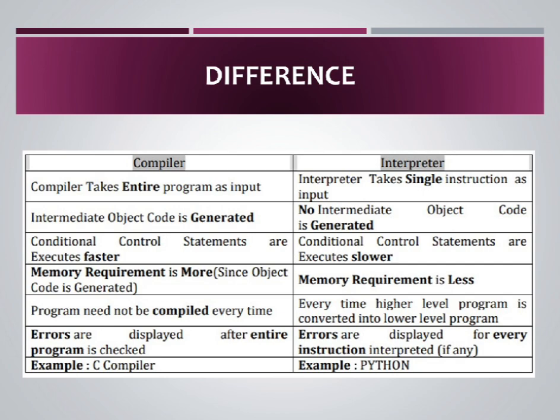A program need not be compiled every time, because once you have compiled it, it is ready and doesn't need to be compiled again and again, whereas with an interpreter you have to run it again and again. With a compiler, errors are displayed after the entire program is checked, so you only get to know the errors once the entire program is checked, whereas for every instruction that is interpreted, you get an error right away if there is one. So it's very interactive. C is used as an example of a compiler language, and the best example of an interpreter would be Python.